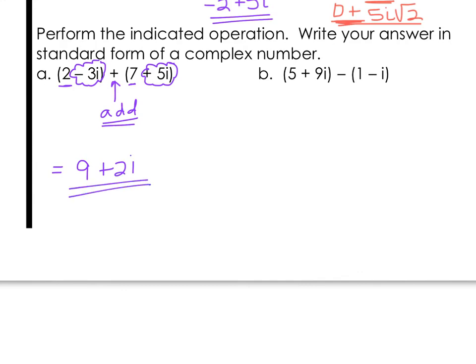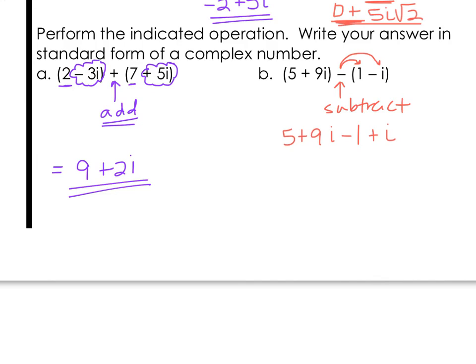The trade-off with subtraction, though, is we have to be careful what we're subtracting. So notice there's a subtraction sign in between, so that indicates our operation. But we need to subtract both parts for that second complex number. I recommend you distribute that negative in and rewrite the entire problem. 5 plus 9i minus 1, but then minus that negative i becomes plus i. And sometimes students forget that second part if they don't distribute the negative in. So just something to watch out for.